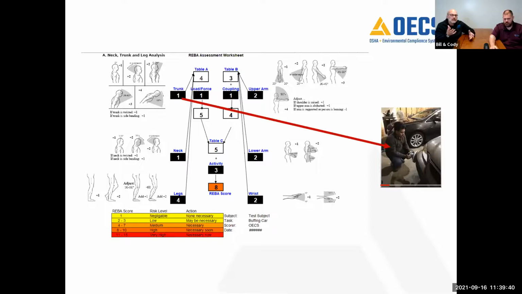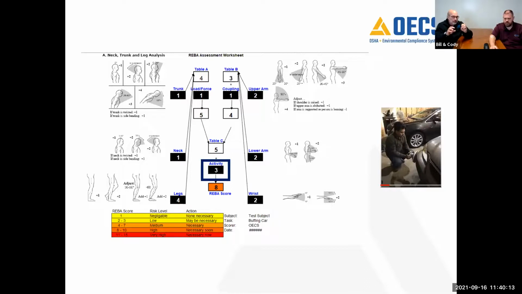So if you click again, we start with the trunk, and then we go to the next one, we look at the neck and we look at the legs. And we assign that score based on those charts there and what we see. Then we go to part B, which is the upper arm, the lower arm, and the wrist. Then we start to combine those scores and add any load or force criteria. We then look at any coupling criteria. And using those numbers, we add the activity level. So we just punch in numbers to the variables.